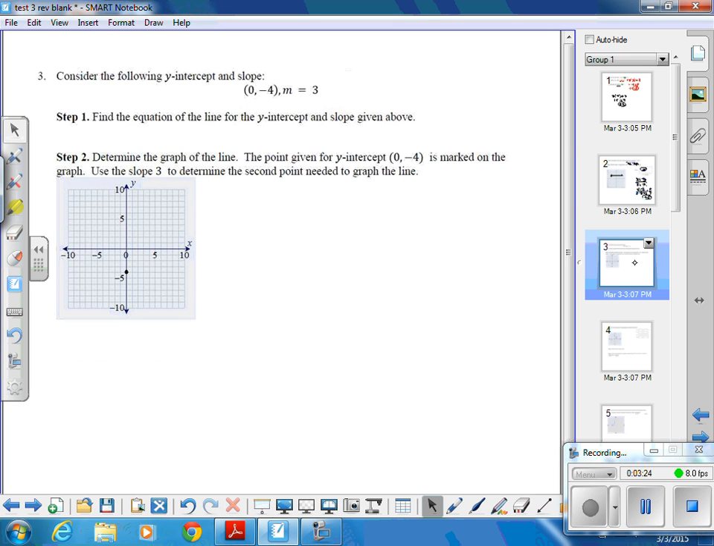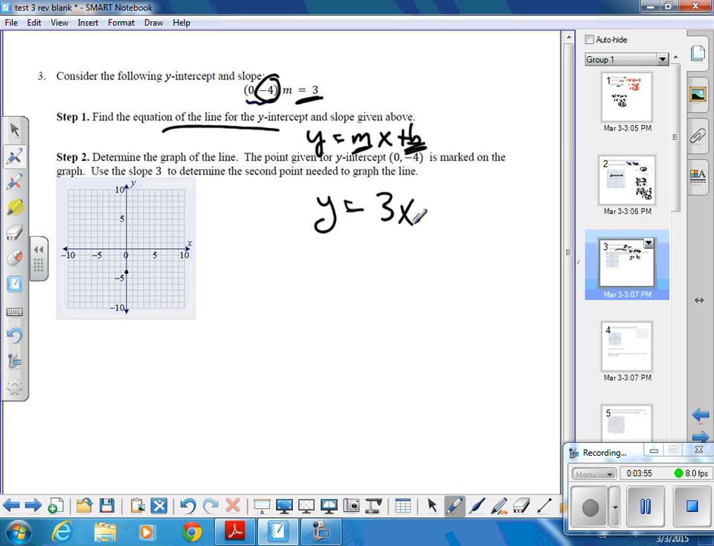Now, this next one, number 3, says, consider the following y-intercept and slope. Now, in this case, I tell you this is the y-intercept. Because that is the y-intercept, I know that whenever I go to find the equation of the line, I can use slope-intercept, where m is the slope, b is your intercept. So here is my m, this -4 is the b. It's literally all I'm replacing. Y equals 3, my m, x, and then -4 for my b. That's my equation of the line.